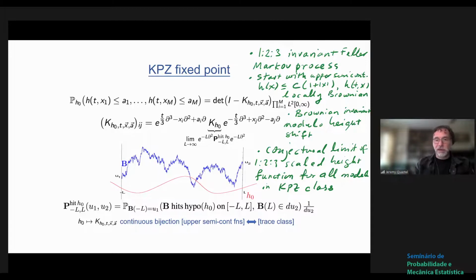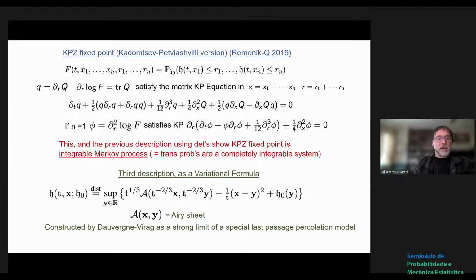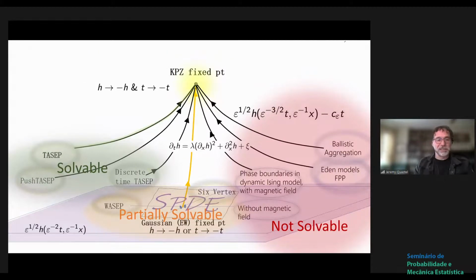So if you do that, well, okay, you have to differentiate many, many times in all these variables, and it's not something simple, but you finally derive this matrix KP equation which tells you what the endpoint distributions of the KPZ fixed point are. And the one point case is a little bit simpler, and you just get this scalar KP equation. Okay, so all of this is just to show that this KPZ fixed point is a completely integrable system, and I'll just leave you with the picture and maybe stop there and ask for questions.